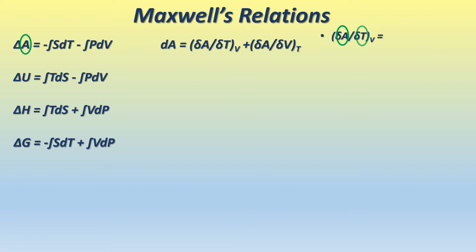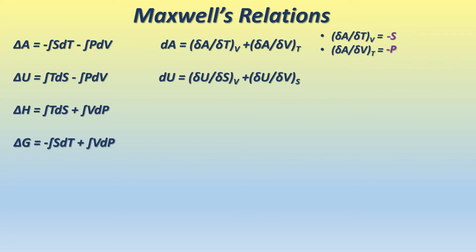I look at the partial of A with respect to T at a constant V, and I find out the only thing that remains is minus S. So the partial of A with respect to T at a constant V is minus the entropy. I look at the partial of A with respect to V at a constant T, and the only thing that's left is minus P. So the first two Maxwell's relationships are: the partial of A with respect to T at a constant V is minus S. Partial of A with respect to V at a constant T is minus P.